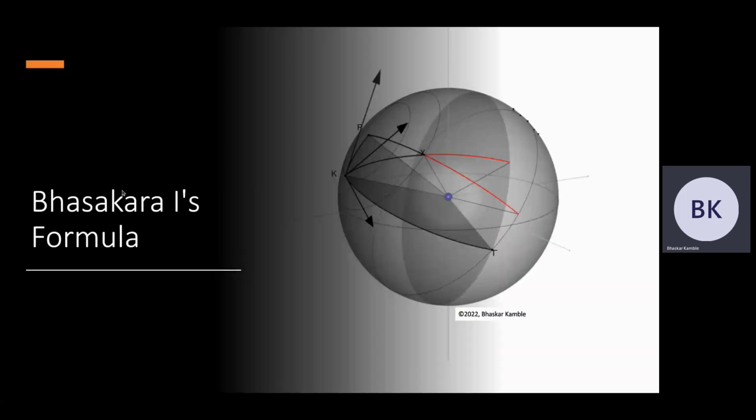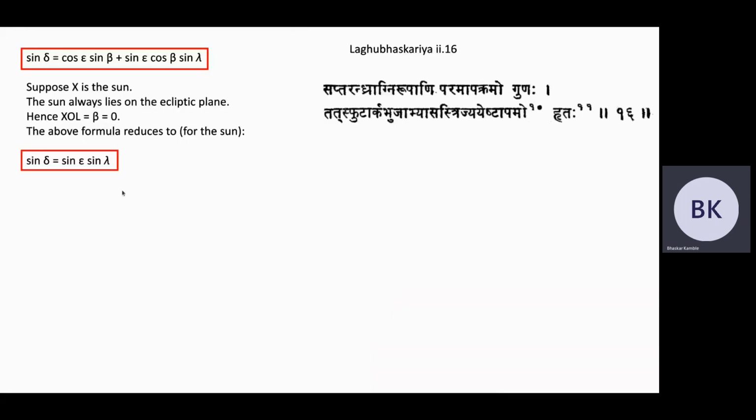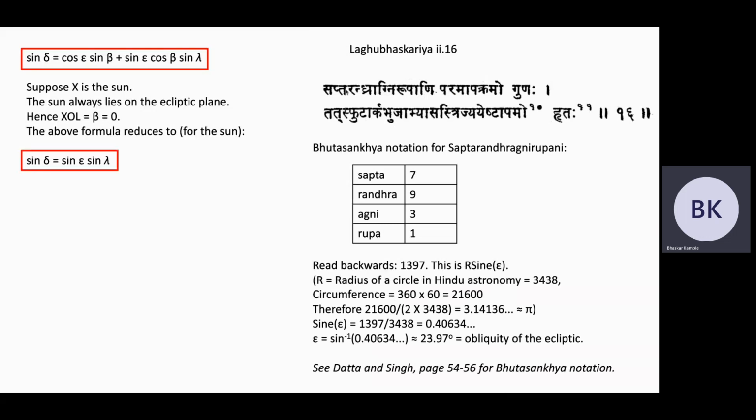And this is exactly the formula which was given by Bhaskara I in the Laghubhaskariya, in this Sanskrit verse here, Laghubhaskariya chapter 2 verse 16. In the Sanskrit, this is what it reads like: Saptarandhragni rupani paramapakramo gunaha tatsfutarka bhujabhyasas trijyayeshtapamo hritah. Let's understand this verse in detail. First of all, let us look at the word Saptarandhragni Rupani. This is a way of notating numbers in Hindu astronomy and mathematics, the so-called Bhuta Sankhya system of notation.